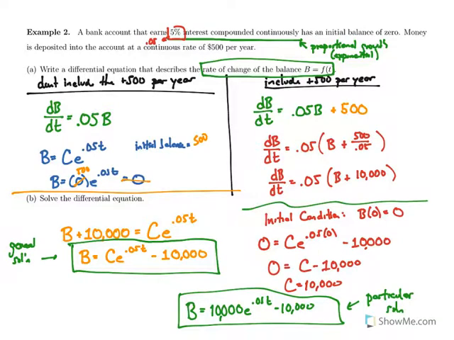So the only real difference in this one is the initial differential equation and the fact that we're going to look at this B plus 10,000 as our just B value instead, or just our Y value.